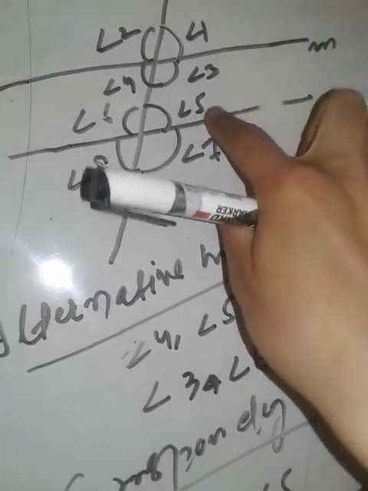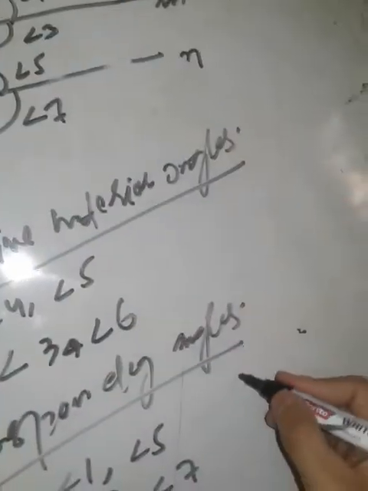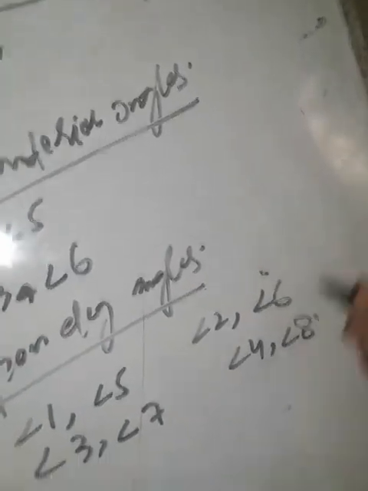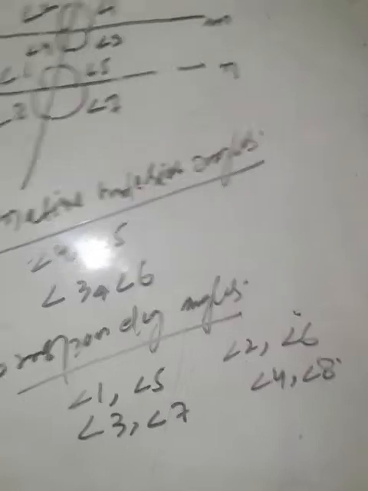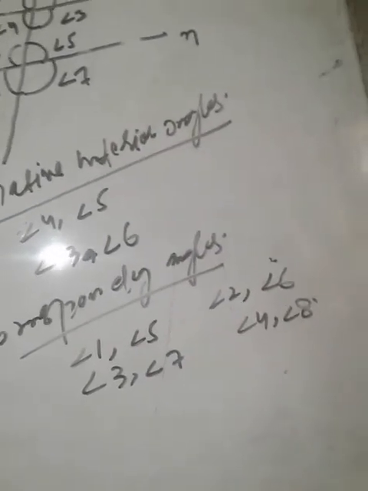Angle 1 and angle 5. Angle 3 and angle 7. Similarly, here, angle 2 and angle 6. Angle 4 and angle 8. These are known as corresponding angles. I hope you will understand this.